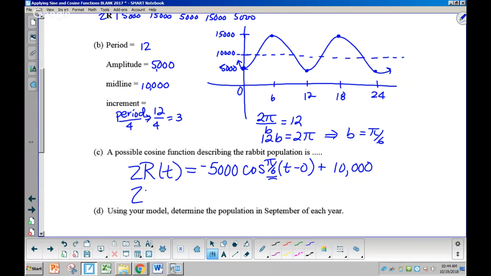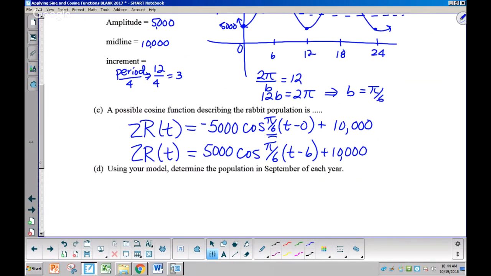All right, let's name another name for our zombie rabbits. Let's make it a positive cosine. That's going to be 5,000 cosine of pi over 6 times T minus 6 plus 10,000. Good. Okay.